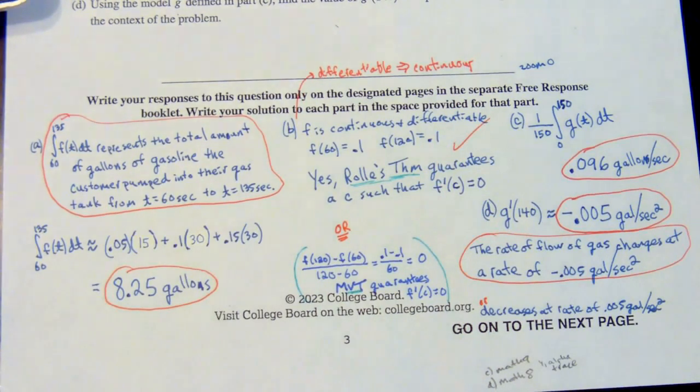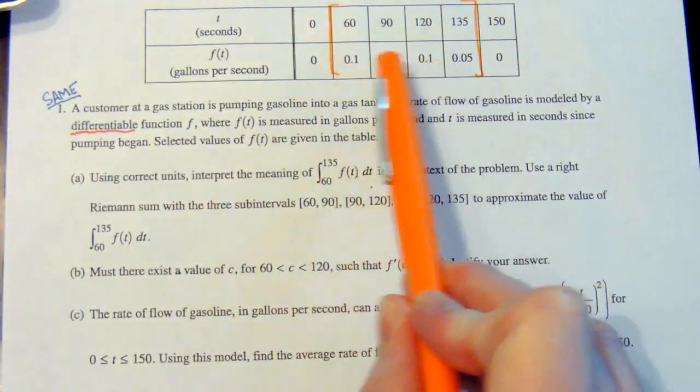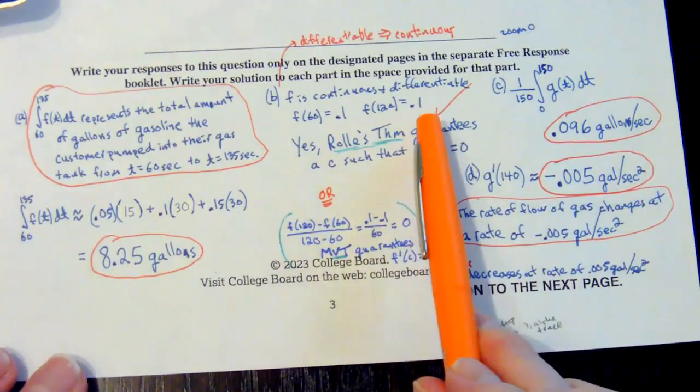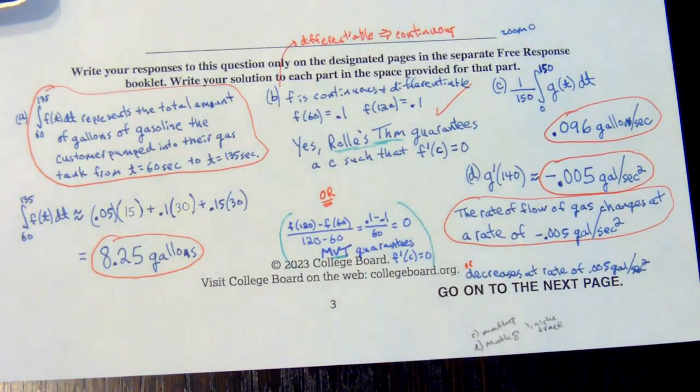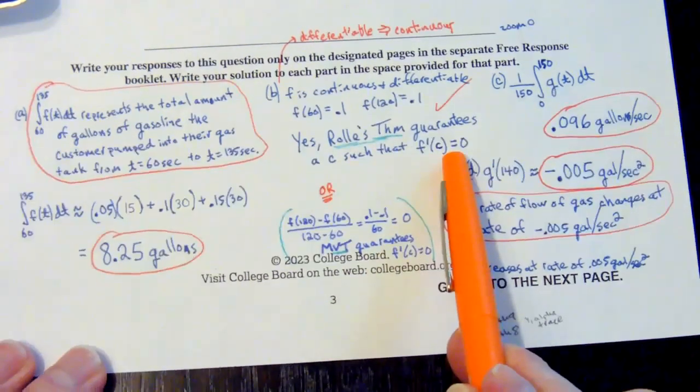And then the third stipulation of Rolle's theorem is that f of a has to equal f of b. So they're talking about between 60 and 120, and f of 60 and f of 120 are both equivalent to 0.1. So those are the three stipulations that have Rolle's theorem apply. If it's continuous and differentiable and f of a equals f of b, Rolle's theorem guarantees a spot where that derivative is equal to 0.